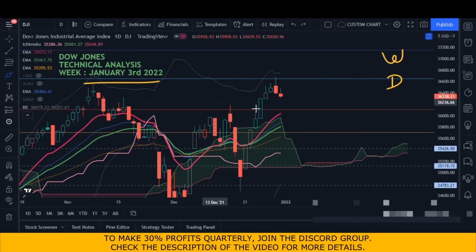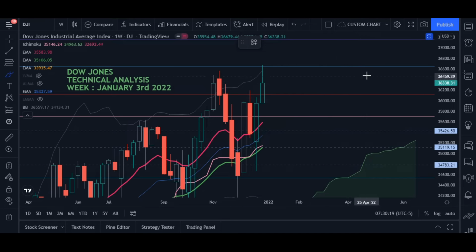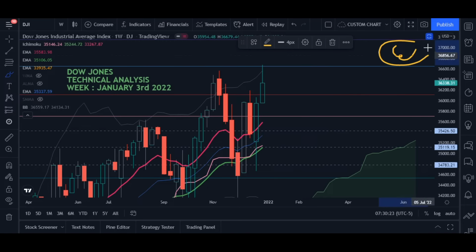Now let's do the technical analysis here. I will do the technical analysis first on the weekly chart. Okay, guys, so this is the weekly chart. Weekly chart means one candle represents 1 week, not 1 day or 1 hour. One candle means 1 week.